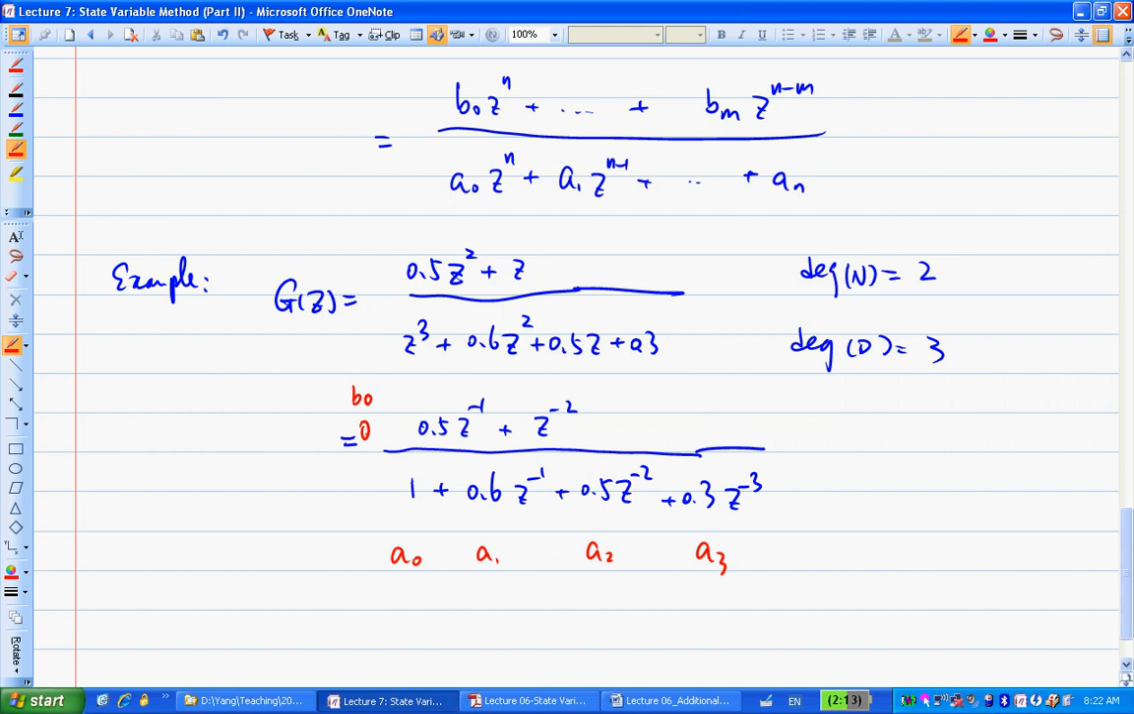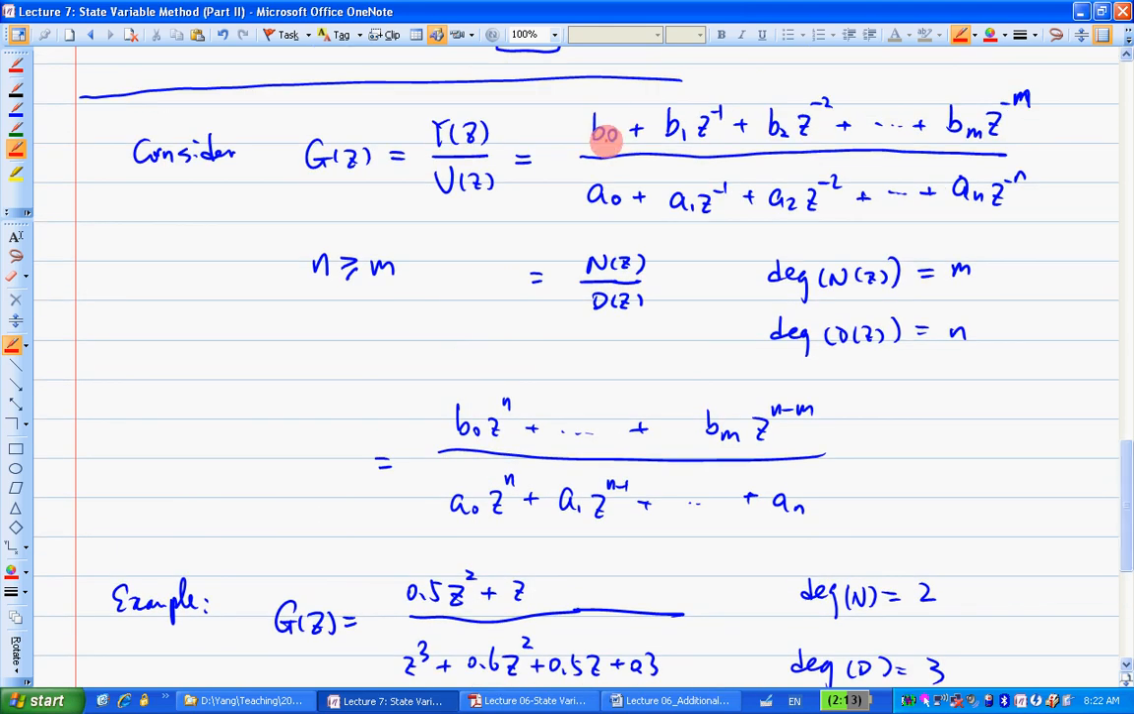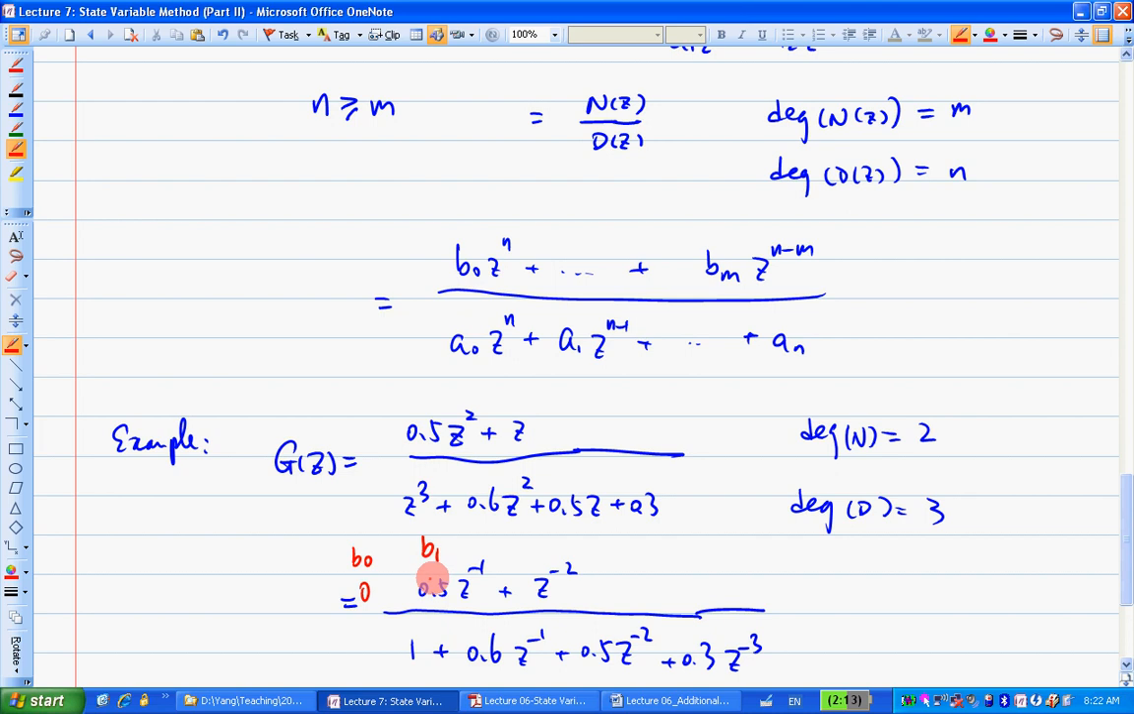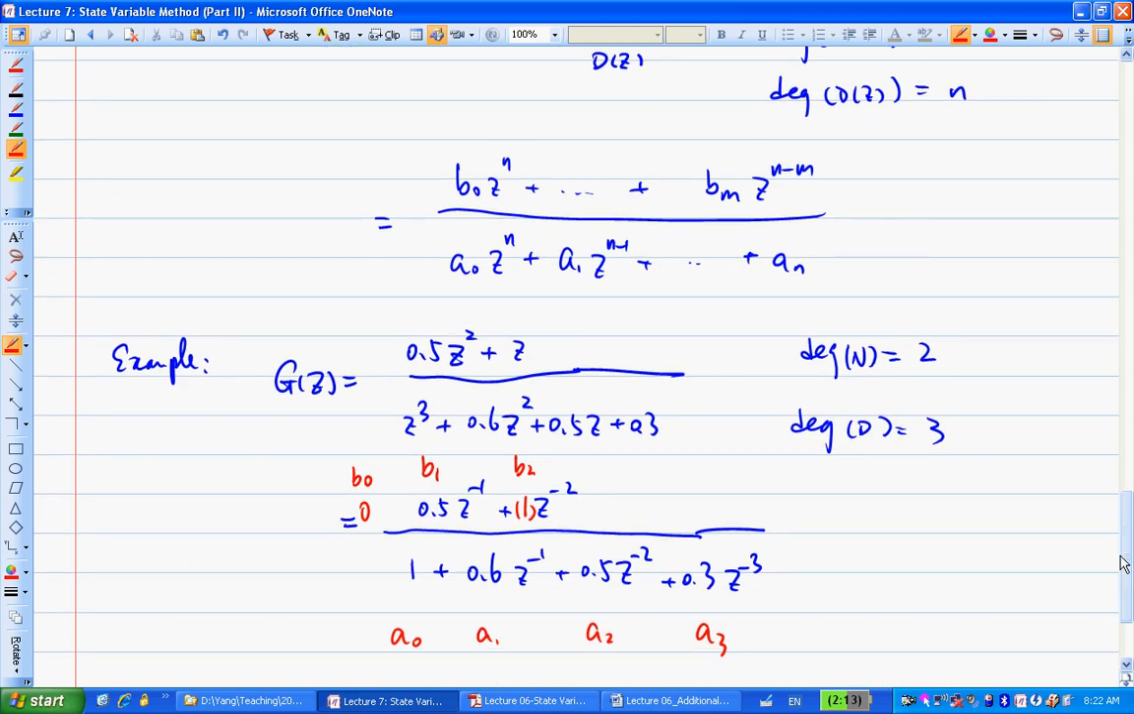Coming back here, b naught is a constant, and there's no constant, so b naught is 0. Then b1 would be this term here, and b2 would be this term. So b2 will be 1. So in general, you can also have this.